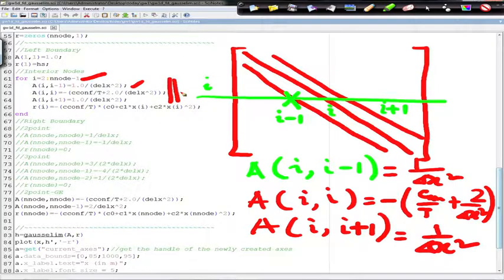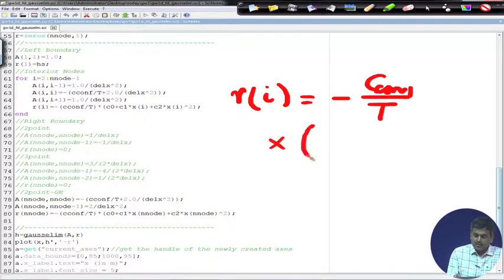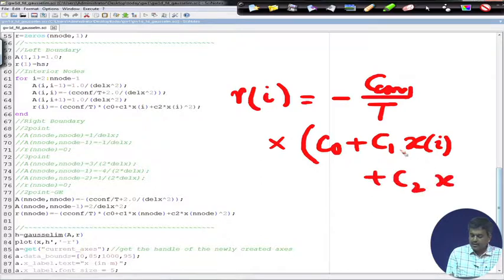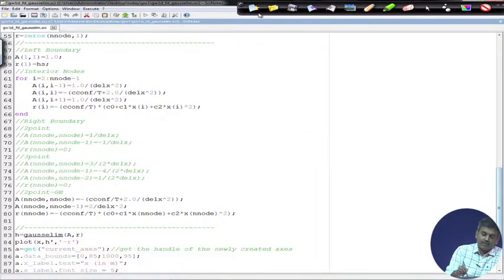On the right hand side, what will be there? Right hand side, this entry will be minus C conf by T into C naught plus C 1 x I plus C 2, this is x I square. So, with this we have generated the intermediate information for intermediate nodes.